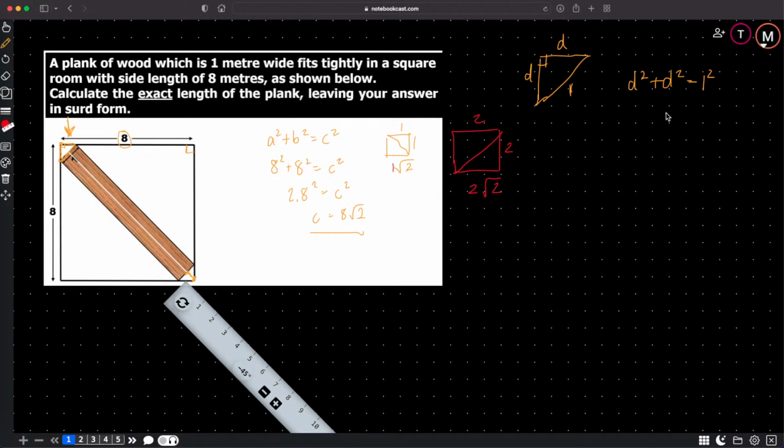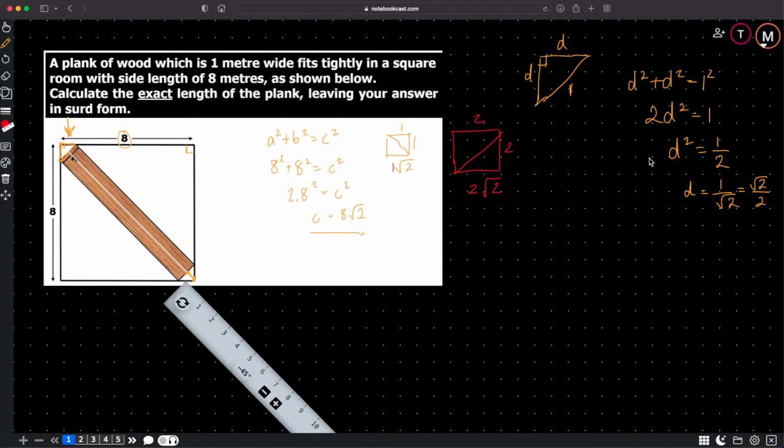Okay, so now I know D is equal to 1 over root 2. Let me take a few more steps to do that. 2 lots of D squared equals 1. Dividing both sides by 2, I get D squared is equal to 1 over 2. So D is equal to 1 over square root of 2, or you could also write this as root 2 over 2. These are actually the same.